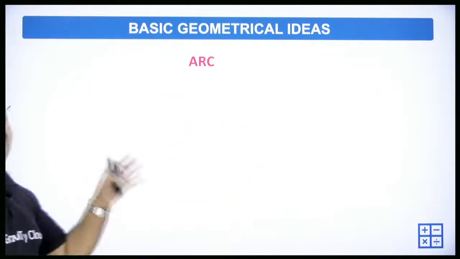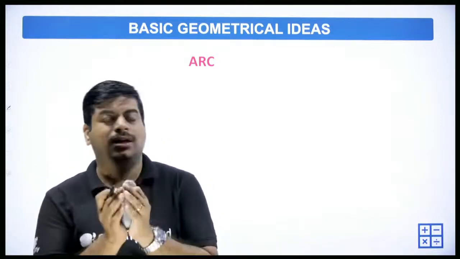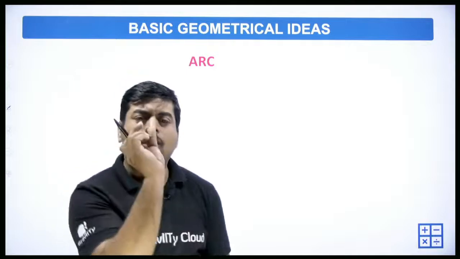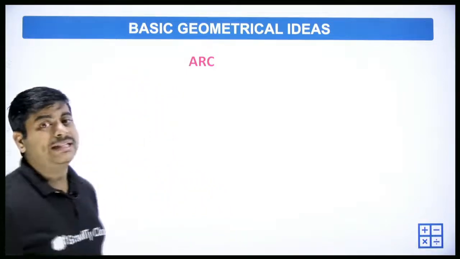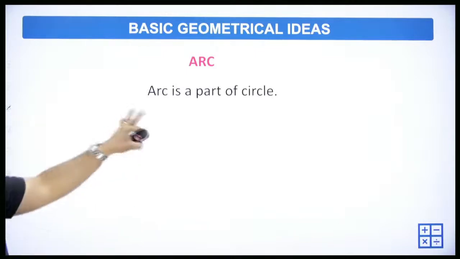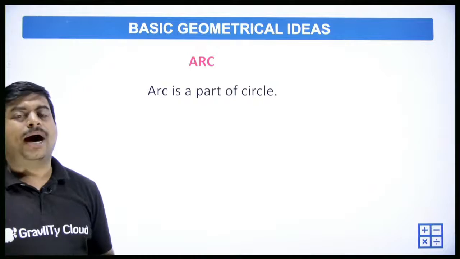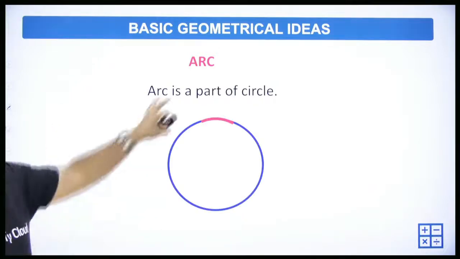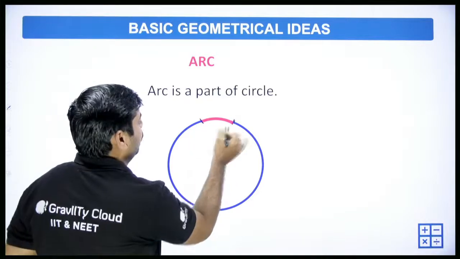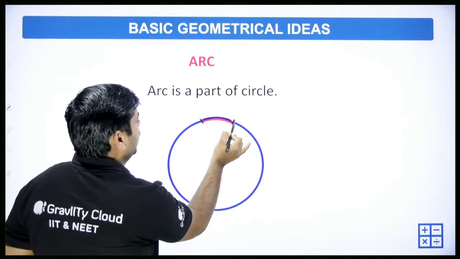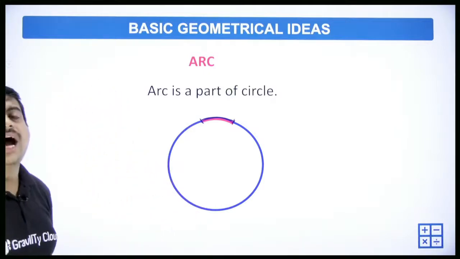Let's try to understand what is an arc. So we discussed a circle, right? And we said that it is a curve. If you take a small part of that curve, that is called an arc. Arc is a part of a circle. Part means it's a small part. You can see here, in the entire blue circle, if you consider this curve, that is called arc of a circle.